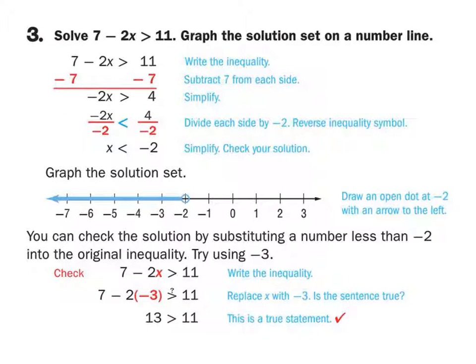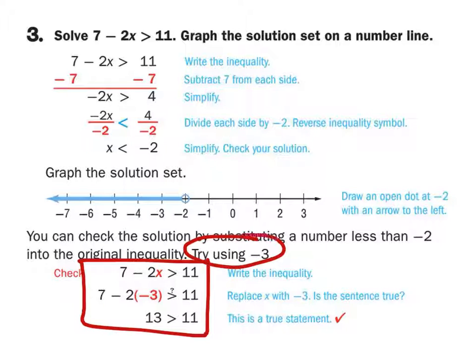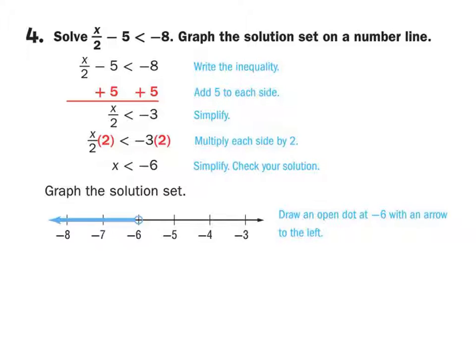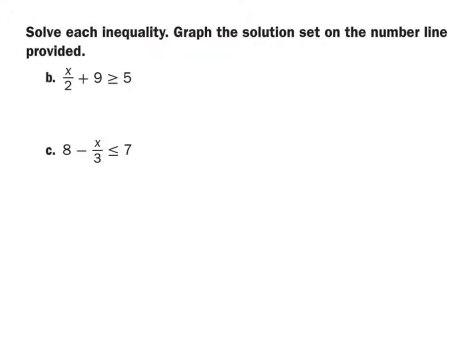This one is good. Also, they've shown you a way that you can check your work here. Try using -3. Well, that's because it's less than -2. And as it turns out, this would be a true statement, so that's good. Same with this one. If you wanted to try -8, just to see if it works up in here, whatever you get should be less than -8, okay? All right, try these two.